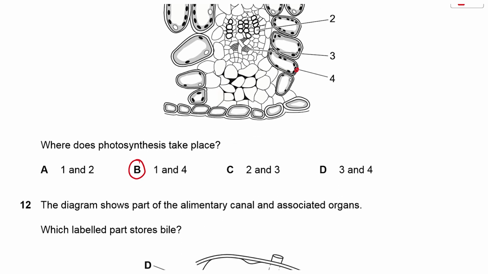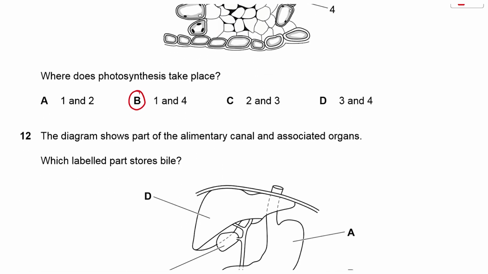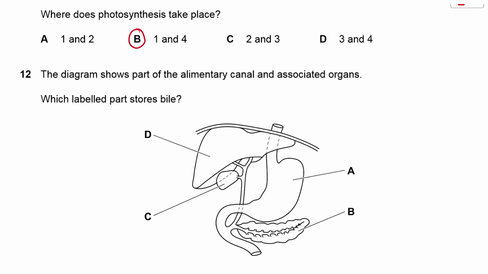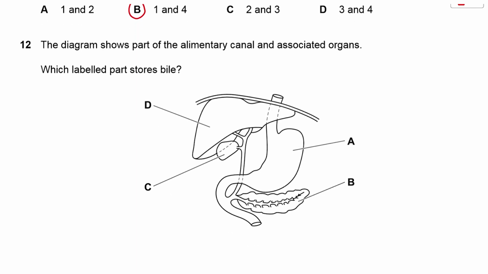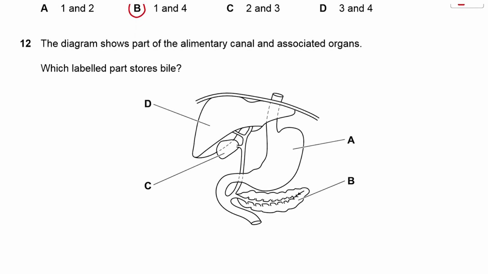Okay, number 12 says the diagram shows part of the alimentary canal and associated organs. Which labeled part stores bile? Now, you have to know that bile is made in the liver, but after it is made in the liver, where is it actually stored? It is stored in the gallbladder, and the gallbladder is this part over here. So we will choose C.